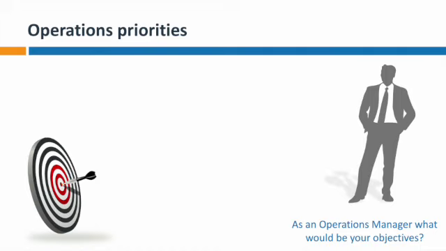Now, what would be the priorities of operations management? If you were an operations manager, what would be your objectives? Let's think. Efficiency of production. You would definitely want to achieve higher efficiency, make sure that your production is more efficient than it was a year ago, for example. You would want to achieve higher quality.